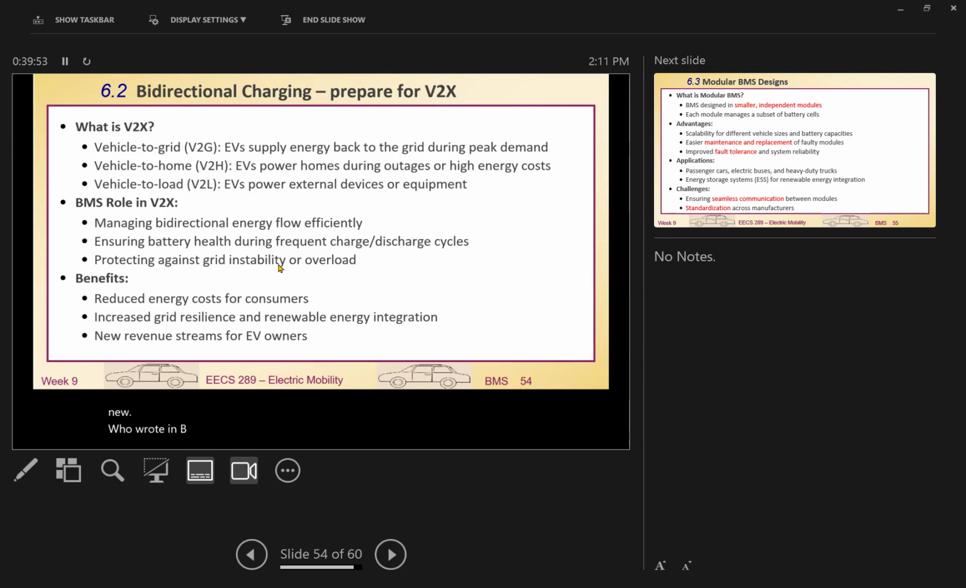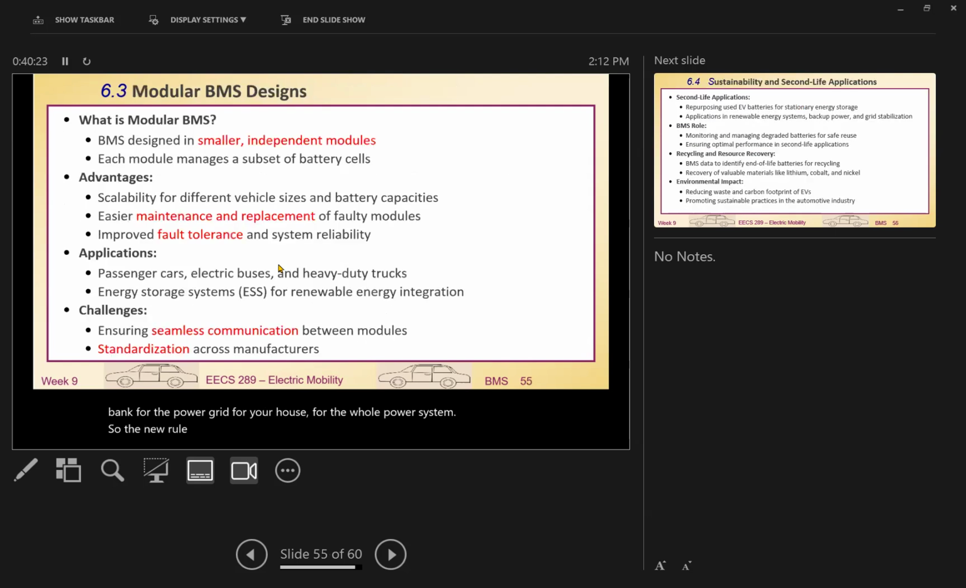How do we protect the battery and the grid, how do we make it stable, and how do we bring more benefit in energy cost, resilience with renewable energy, and also new revenue for the EV owner? Your BMS needs to protect EV owners so they can make use of that battery, connect to the power grid, so the battery becomes a power wall or power bank for your house and the whole power system. So the new role for BMS should be there.